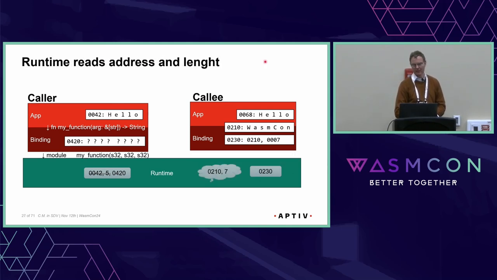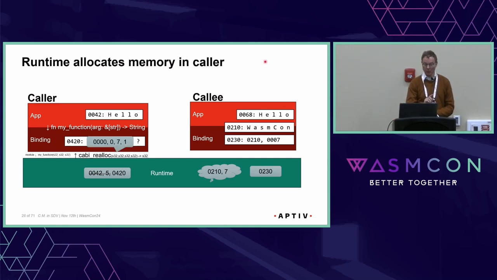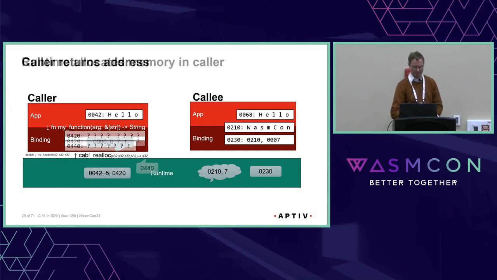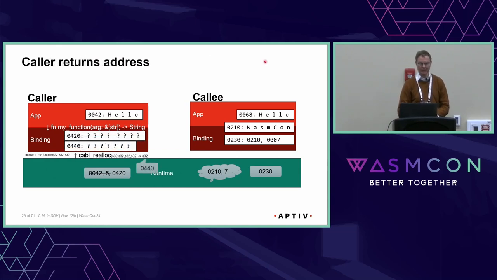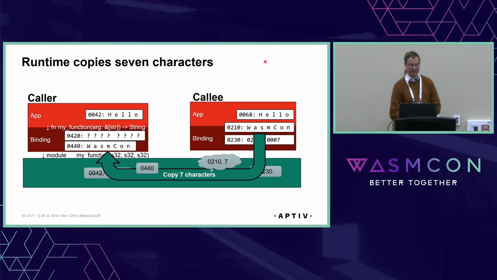And so the runtime just reads the two bits of information from the address 230, which is the location and the length of the string, and remembers it. Now we need to allocate within the caller because it's another memory again, and we need to copy it over. So we now allocate 7 bytes on the left side. We just receive a new buffer, which is at location 440. And now we can just do the copying. So 7 characters from the address 210 on the right side to the address 440 on the left side. And now basically the string arrived in the caller's memory.